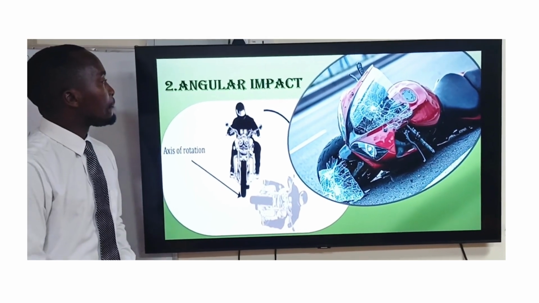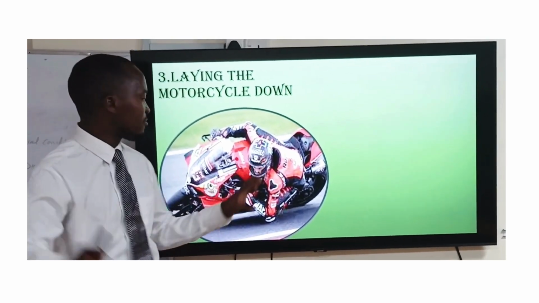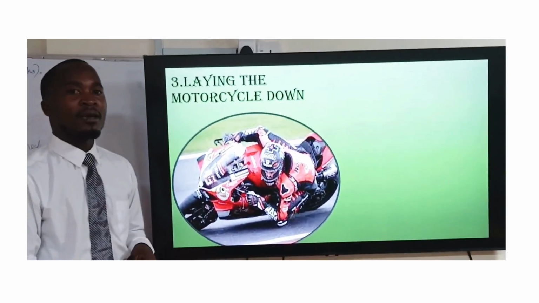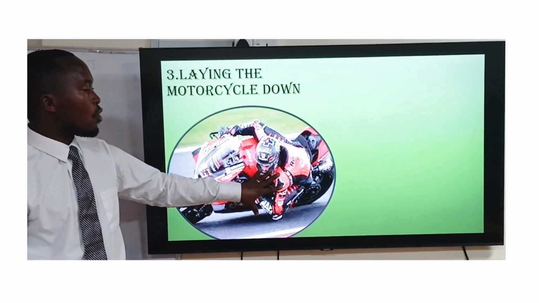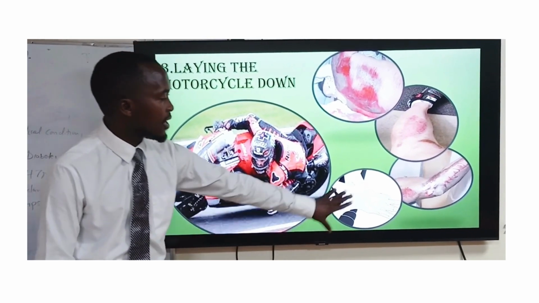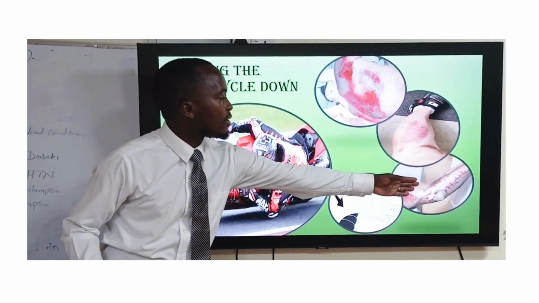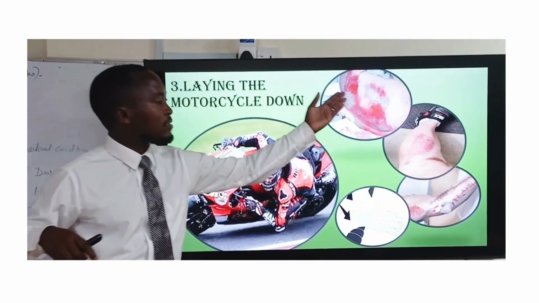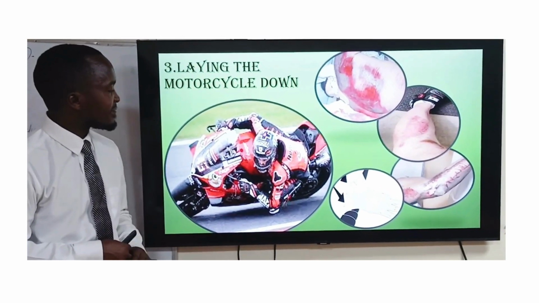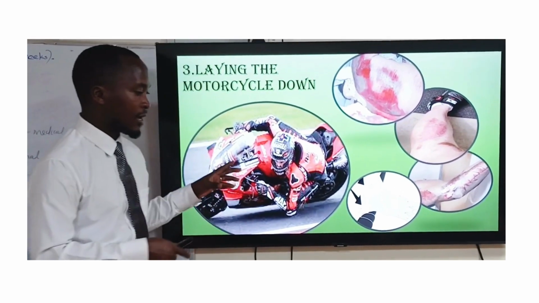The third type of impact is laying the motorcycle down. This mostly happens in sports, or sometimes when this person is trying to avoid an oncoming vehicle or an object, so they go this way. For this to happen, there are associated injuries. As they are landing down and stretching their hand, we can have fractures there. Bruises can happen on the side on which they landed. So those are some of the injuries we expect when the driver tries to lay the motorcycle down.